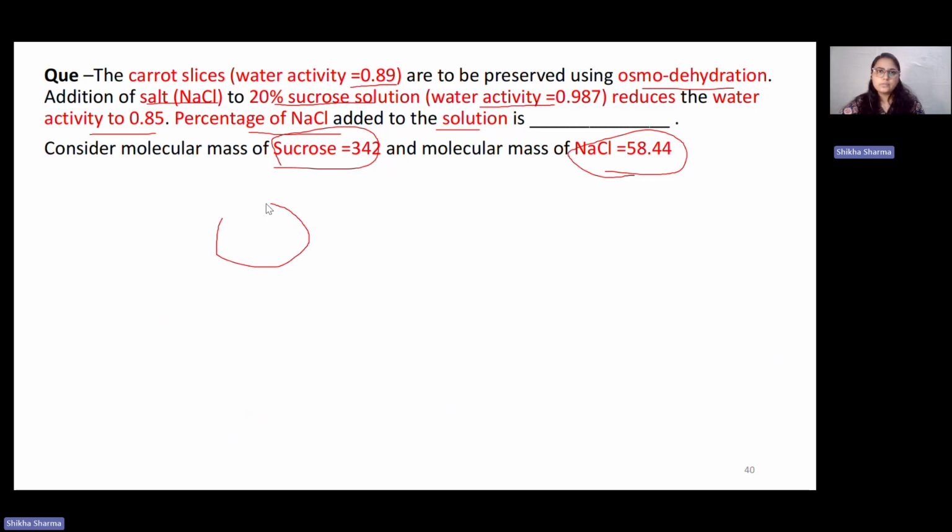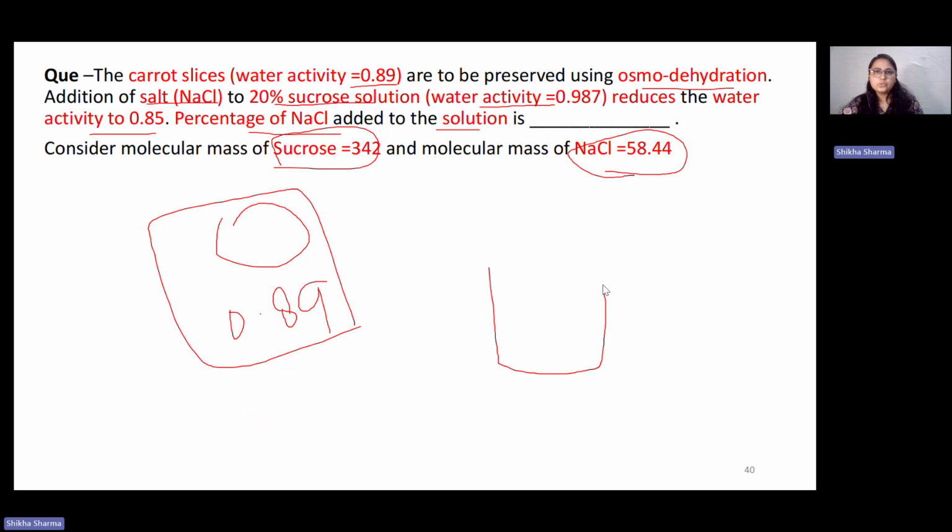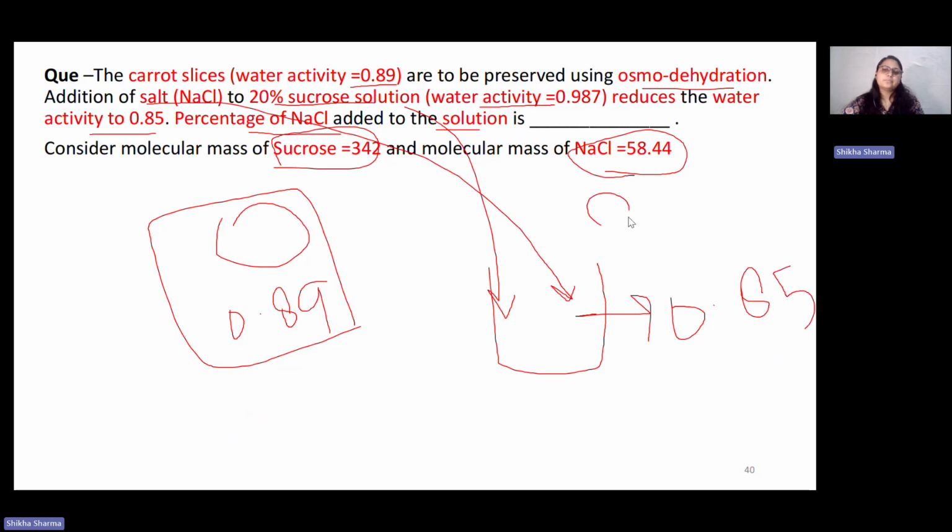The carrot slices are there, which is having the water activity of 0.89, and it is to be preserved. So we have the 20% sucrose solution, which is having water activity 0.98, and we are adding some salt in this. So the water activity of the resultant solution will be 0.85. And we need to tell how much NaCl we need to add here. Please try to solve this question.